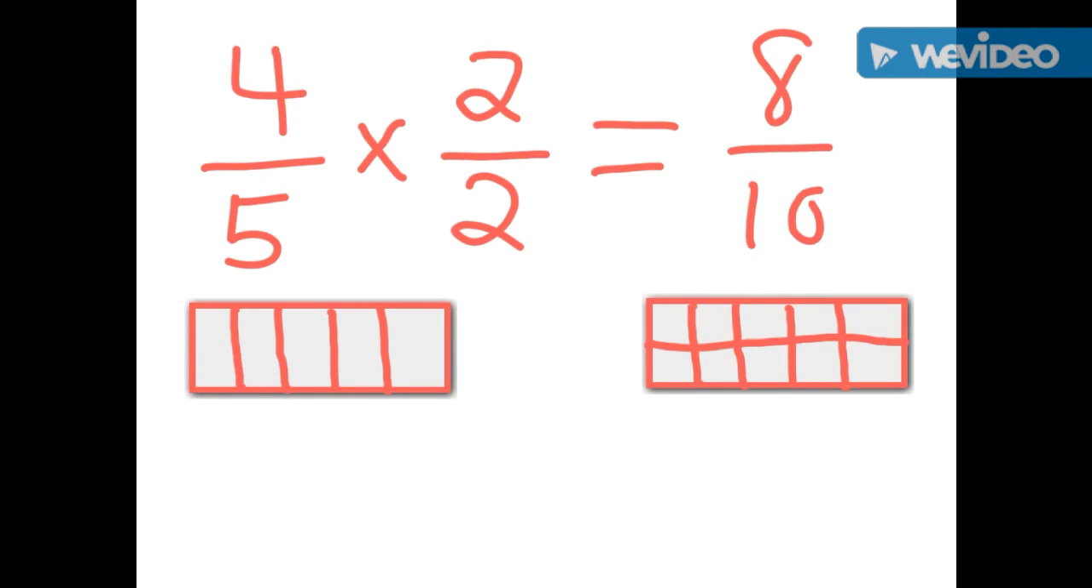Now, if you look here, you'll see that I've already set up our model. All we have to do now is shade. So to shade in 4/5, I'm going to shade in 4 out of the 5. So we got 1, 2, 3, 4/5. Shade this whole thing in. And then same thing here. We have 2, 4, 6, 8 out of the 10 shaded in. And now you can see very nice and neatly that 4/5 is indeed equivalent to 8/10.